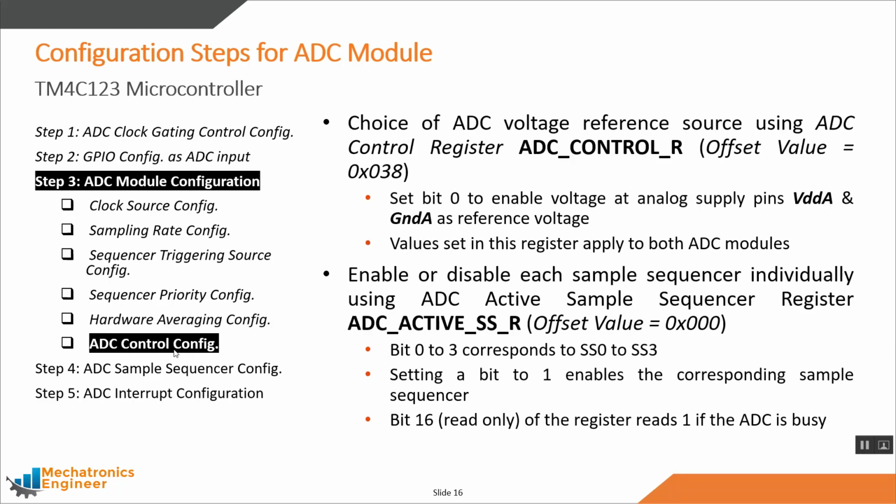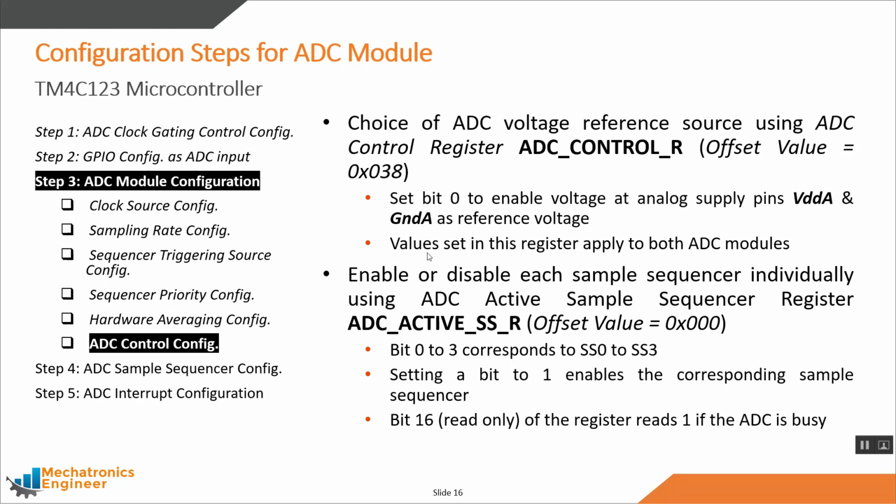ADC control configuration. This configuration step involves 2 steps. The first step is the choice of ADC voltage reference. That is done by using the ADC control register having offset value hex 038. If you set bit 0 of this register, then it will use the voltage supplied at VDDA and GNDA as the reference voltage.